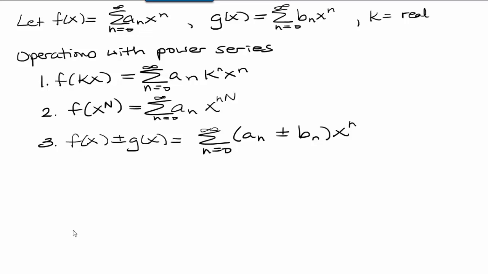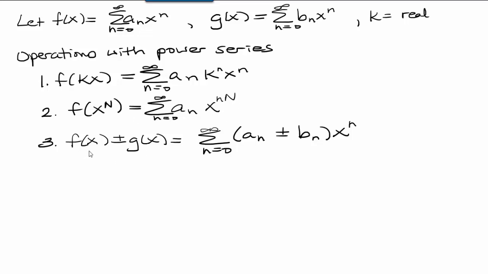So for the rules for operations that we're going to look at, let f of x be the power series sum of a sub n x to the n and g of x be the power series sum of b sub n x to the n, and k be a real number. Then we can plug in kx to the function f, and it's exactly what you would expect. You'd raise kx to the n power and you'd get k to the n x to the n, and the rest of the series would stay the same. And then we could plug in x to the capital N power to f, and exactly what you would think would happen. You're going to get x to the nN power.